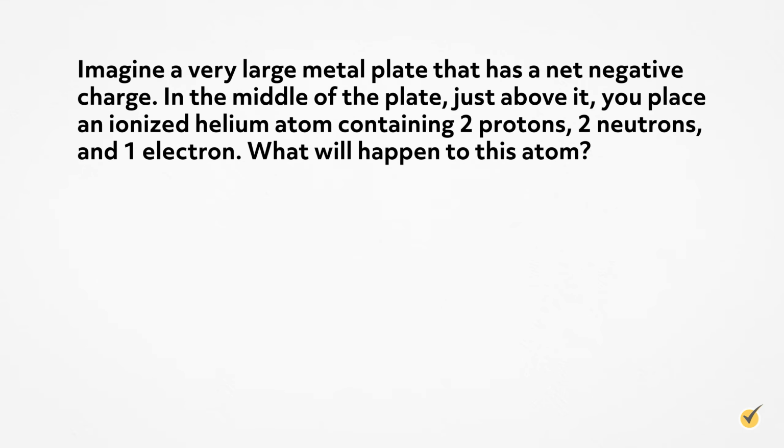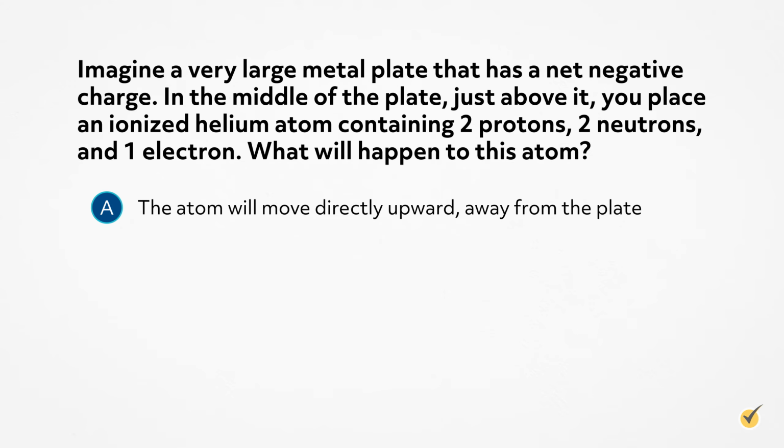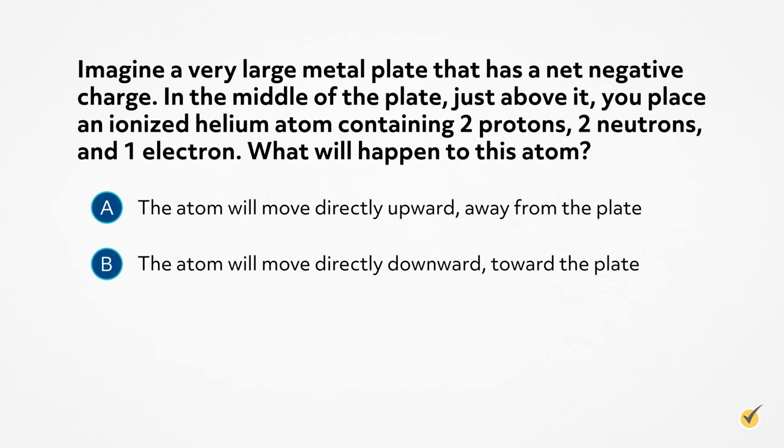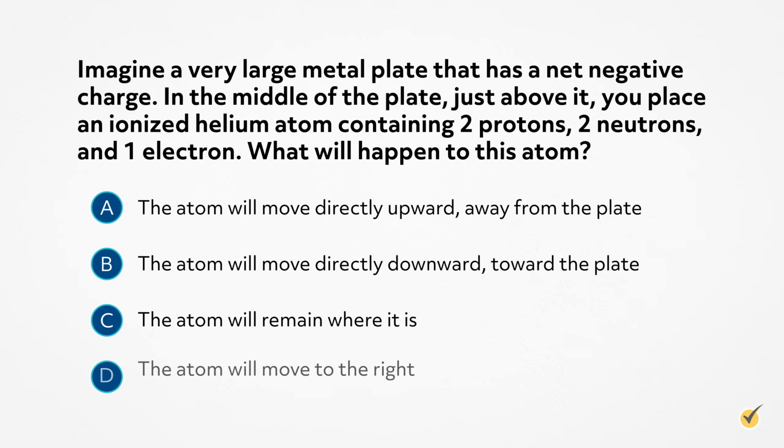Number 2. Imagine a very large metal plate that has a net negative charge. In the middle of the plate, just above it, you place an ionized helium atom containing 2 protons, 2 neutrons, and 1 electron. What will happen to this atom? A. The atom will move directly upward away from the plate. B. The atom will move directly downward toward the plate. C. The atom will remain where it is. Or D. The atom will move to the right.